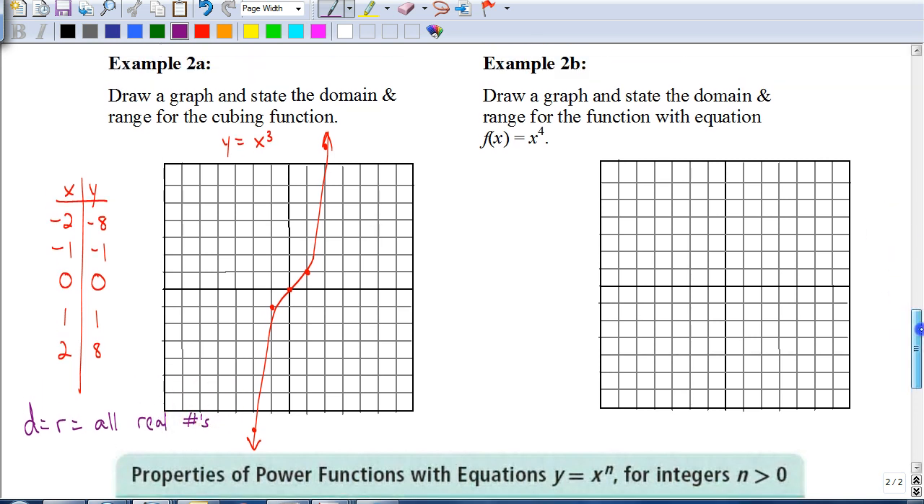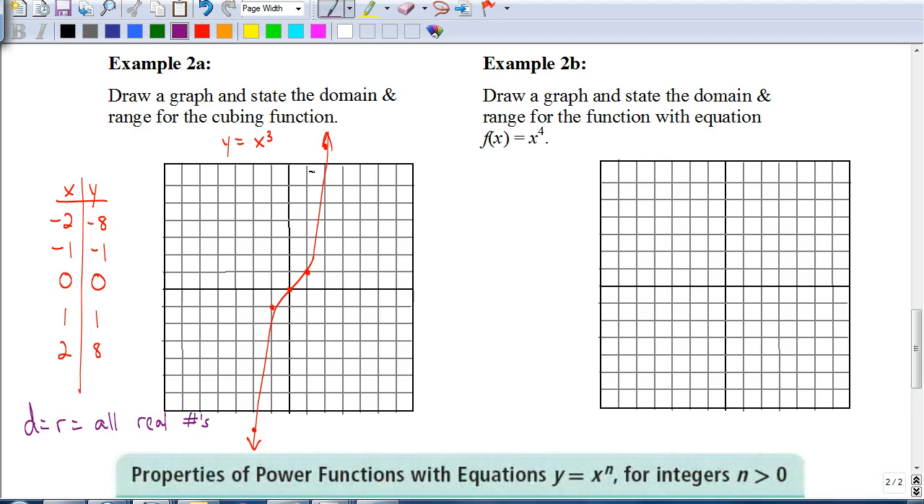Because if we look at x, I can put any number I want in there for x. I can put negative numbers, positive numbers, decimals, zero. Any number I can think of I can put in for x, so my domain is all real numbers. In the range, if you look at your graph, the graph goes infinitely up, it goes infinitely down, so the range is also all real numbers. Let's look at the next one.